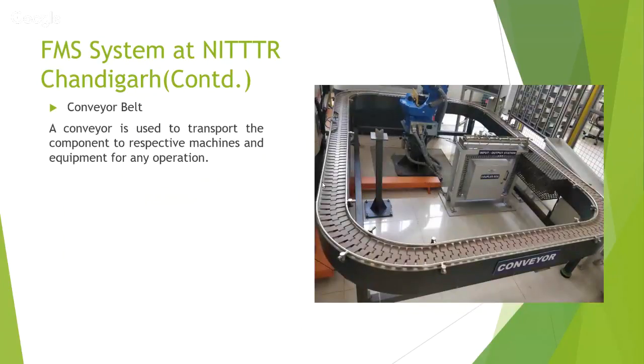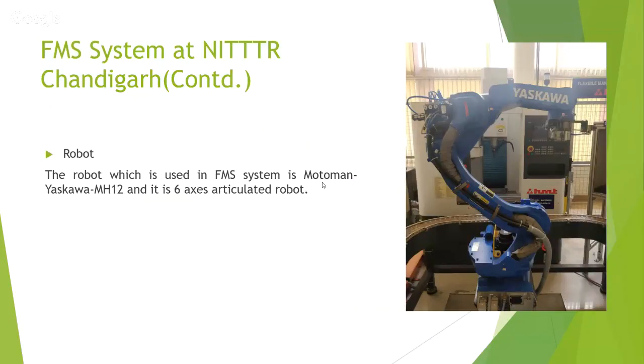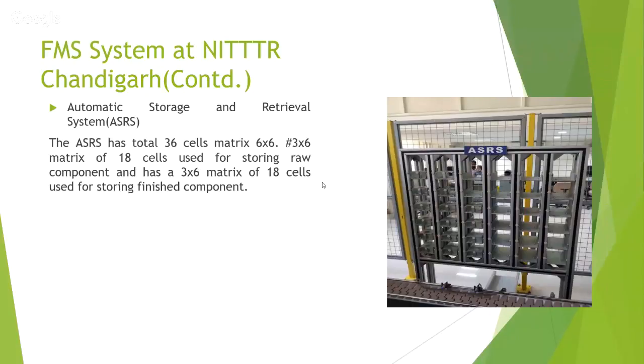The next is the conveyor belt. The conveyor belt is used to transport the component from various workstations to the ASRS. Third is a robot. It is a Yaskawa Motoman MH12 robot, which is a 6-axis articulated robot. The next is the ASRS, the automatic storage and retrieval system.